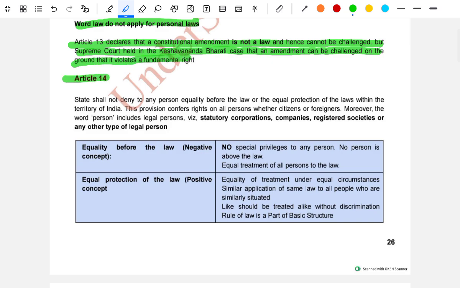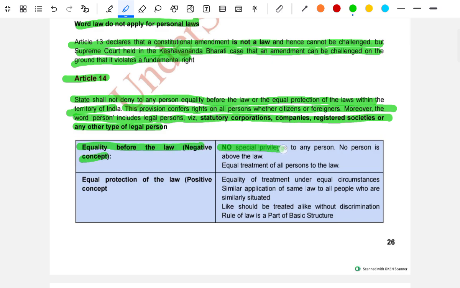Article 14. The state shall not deny any person equality before law or equal protection of law within the territory of India. This provision confers the right on all persons, whether citizen or foreigner. Moreover, the word person includes legal persons such as statutory corporations, companies, registered societies, or any other type of legal person. Equality before the law is a negative concept.